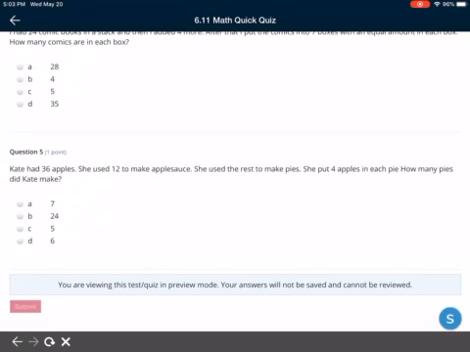You might want to use paper, Notability, or Explain Everything just to jot down, draw pictures, and do your work, because some of these would be a little bit trickier to do in your head. But yeah, just have fun showing off your good math thinking.